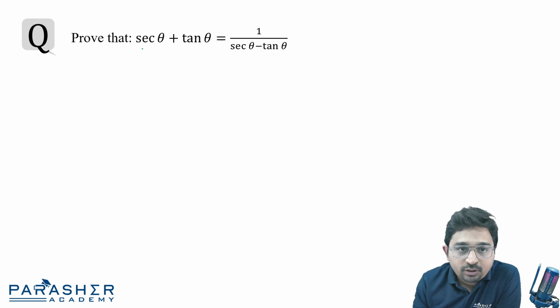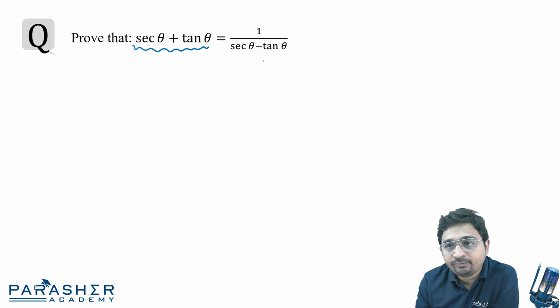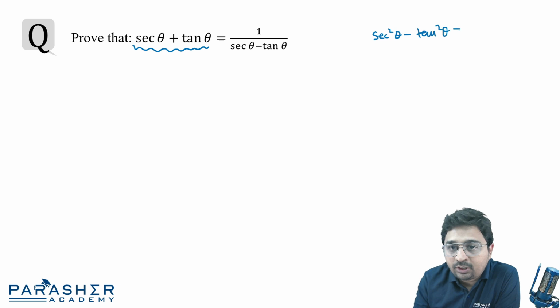If you see secant theta plus tan theta, does it remind you of something? Have you seen it somewhere? Absolutely. Where did you see secant square theta minus tan square theta equal to 1, which essentially is secant theta minus tan theta into secant theta plus tan theta equal to 1. This is where you have seen this.